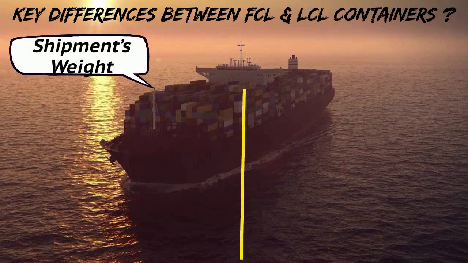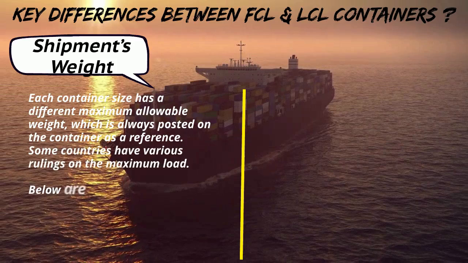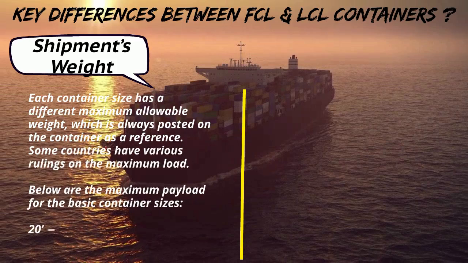On shipment weight. Each container size has a different maximum allowable weight, which is always posted on the container as a reference. Some countries have various rulings on the maximum load. Below are the maximum payloads for the basic container sizes. 20 feet, 18.6 tons. 40 feet, 22 tons and 40 high cube, 24 tons.